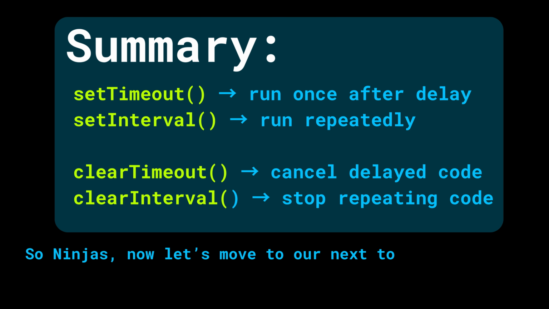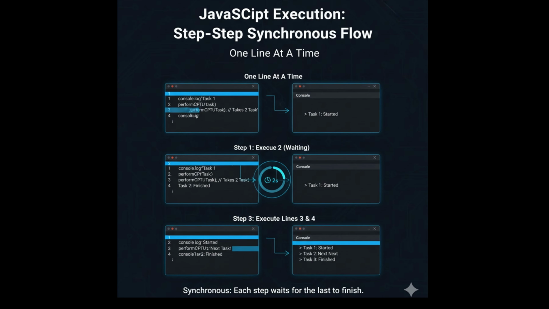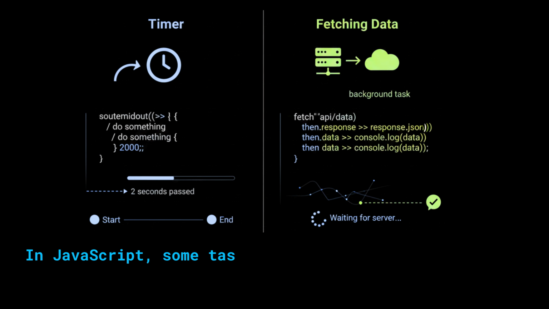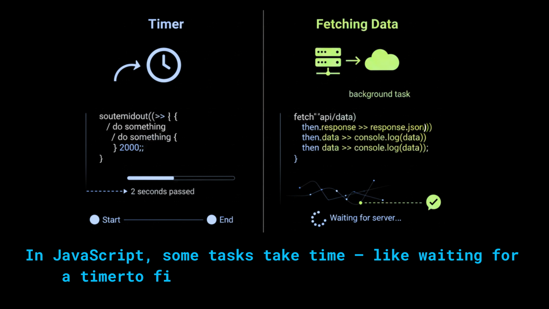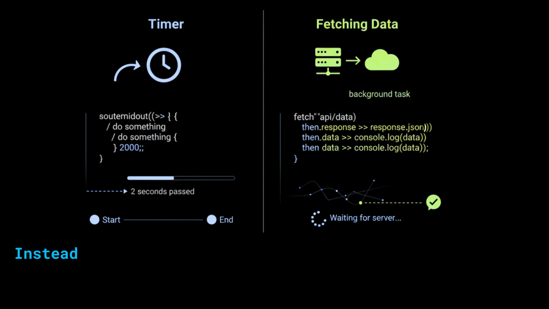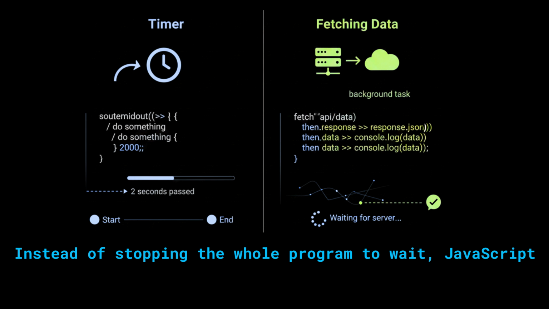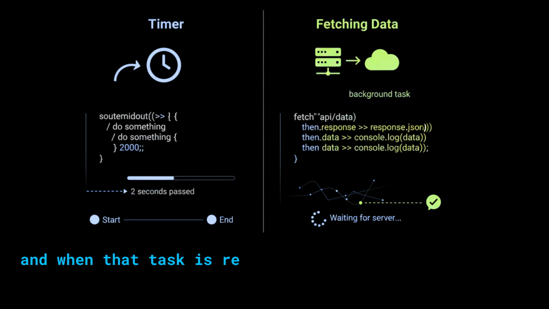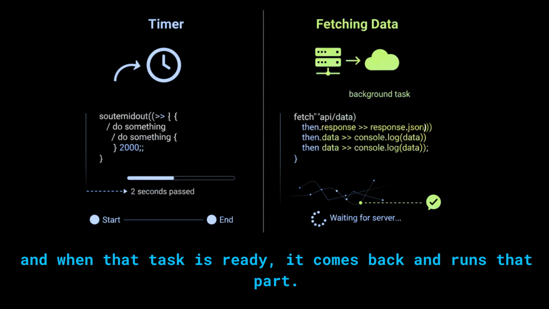So ninjas, now let's move to our next topic, asynchrony in JavaScript. Normally JavaScript runs everything line by line, synchronously. In JavaScript, some tasks take time, like waiting for a timer to finish, or getting data from a server. Instead of stopping the whole program to wait, JavaScript keeps running other code. And when that task is ready, it comes back and runs that part.